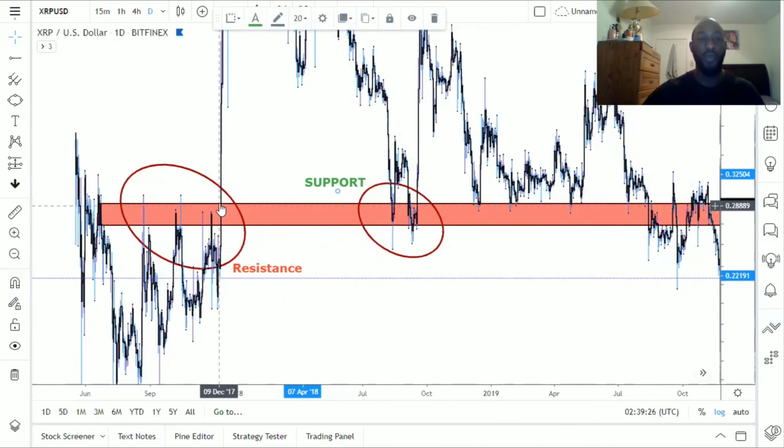we do know that this acted as a resistance back in the past, back in December of 2017. So when it came back down to test where it broke out, all right, check that out. It did hold pretty strong, as we see here, because it rallied back to the upside.